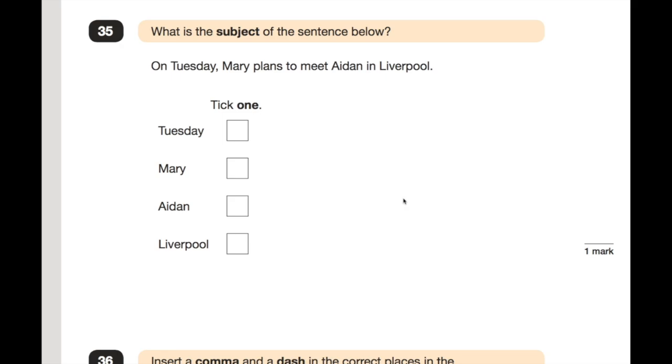Number 35, what is the subject of the sentence below? Now the subject is the thing that is doing something in the sentence. So if we have a look here, it says on Tuesday, Mary plans to meet Aidan in Liverpool. Now Mary is doing the planning. She's going to do something. So she is the subject.